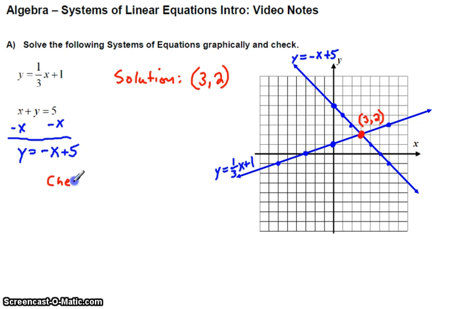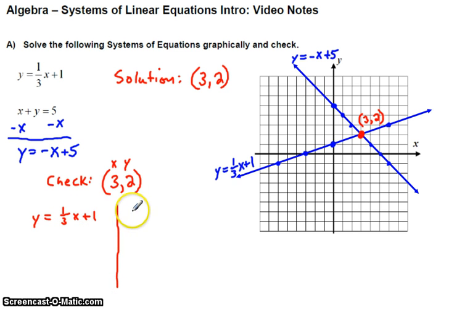I usually write that I'm doing a check. I say what point I'm checking. Obviously, that's going to be the solution. This is my x, this is my y. And I'm going to do it in two parts. This is the y equals 1/3 x plus 1. And I'm going to draw a little line here. And this is the x plus y equals 5. Always go with the originals, because in case you made a mistake converting it into y equals mx plus b form, you wouldn't catch that if you're not using the original.